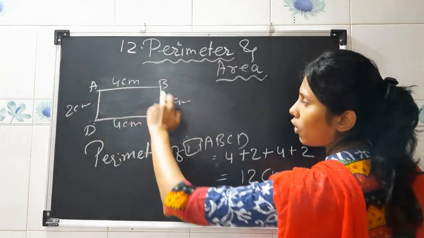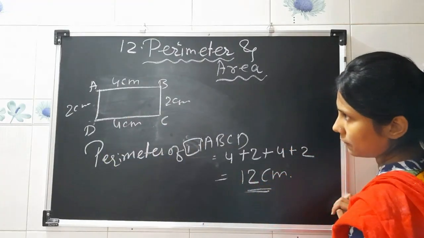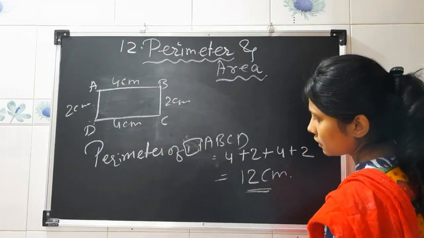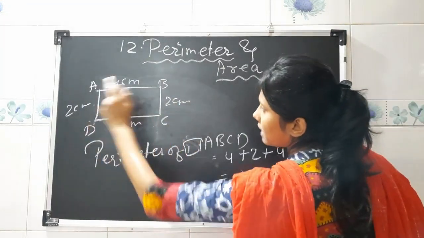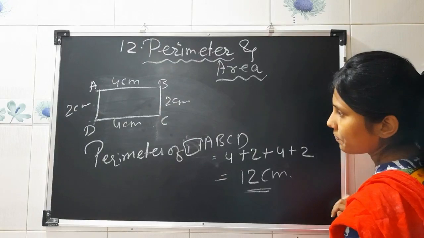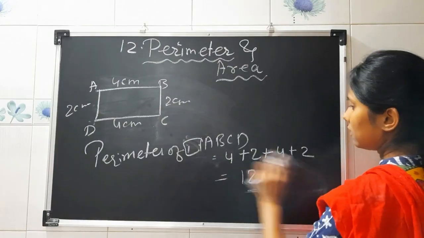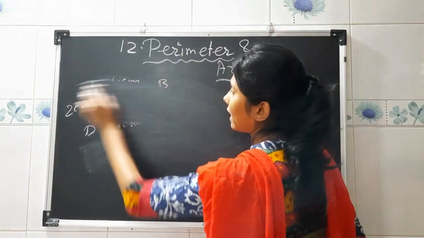Addition of all the sides of the rectangle. Understood? Side AB plus side BC plus side CD plus side AD. This is the perimeter of a rectangle.